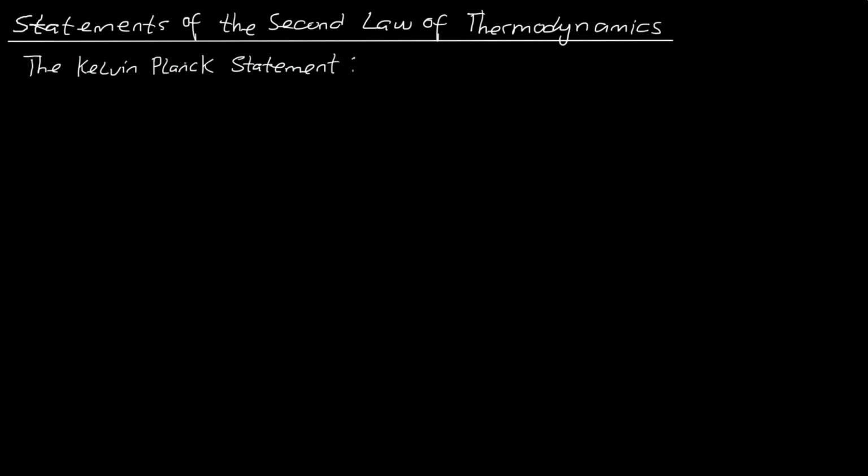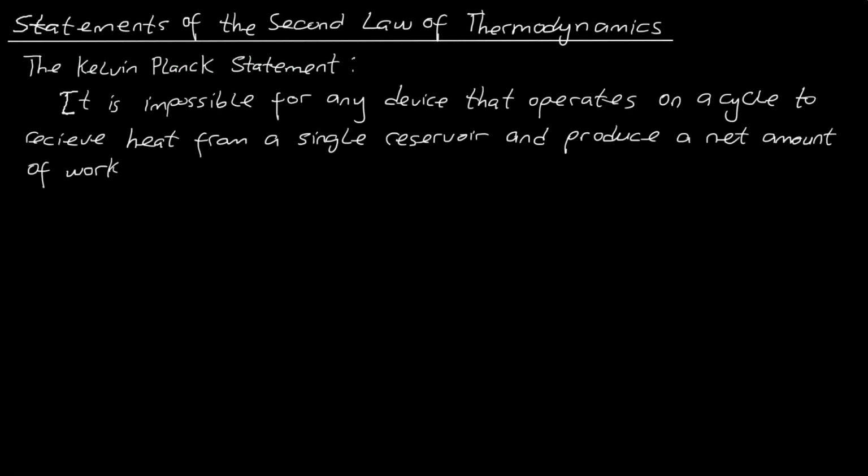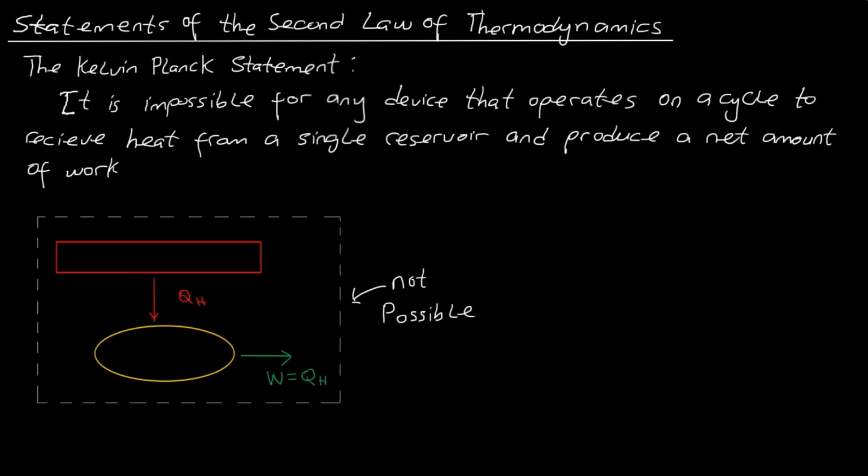The Kelvin-Planck statement can be expressed as follows. It is impossible for any device that operates on a cycle to receive heat from a single reservoir and produce a net amount of work. This tells us that no heat engine can convert all the heat it receives to useful work.